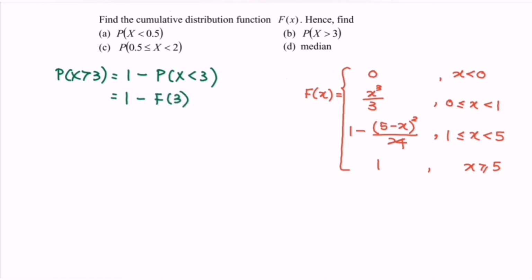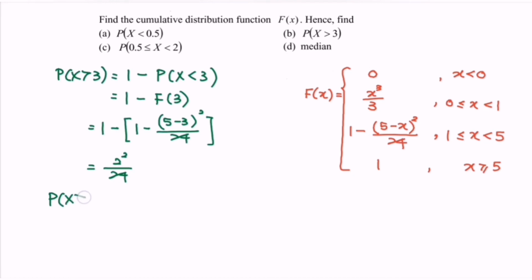So by referring to the situation, we are going to make use of the third function, where we have 1 minus, bracket, making use of the third function, 1 minus (5 minus 3) bracket square over 24. So where we will have 1 minus 1, we will obtain 0, and then minus 1, multiply with the minus 1. So we will have 2 squared over 24. So the probability that x is greater than 3 will be equal to 4 over 24, where we have 1 over 6.